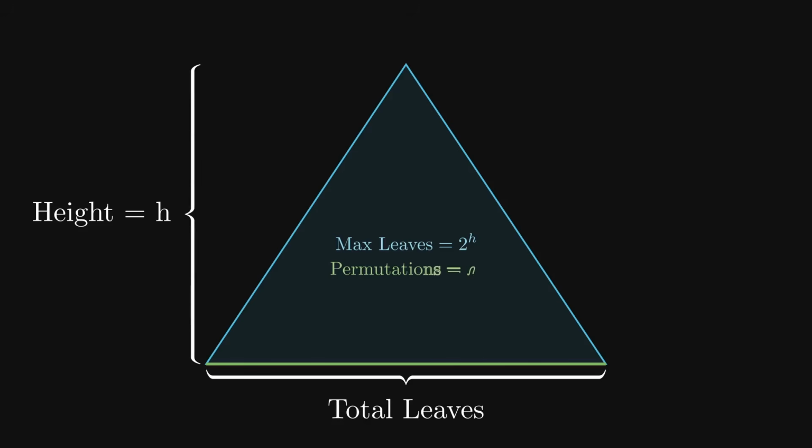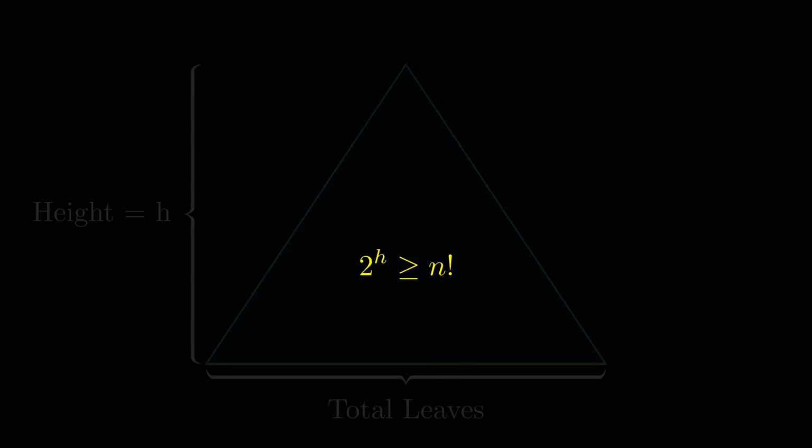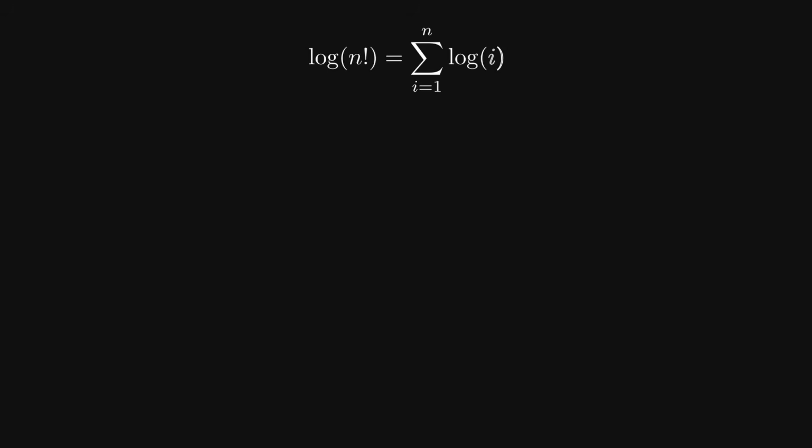This tree must have at least one leaf for every possible permutation. If there are fewer leaves than permutations, there is at least one input case the algorithm cannot sort correctly. Since a binary tree of height h has at most 2^h leaves, we get this inequality. 2^h must be greater than or equal to n factorial. Solving for h, we see that the time complexity must be at least the logarithm of n factorial. So we know h is greater than or equal to log(n!).